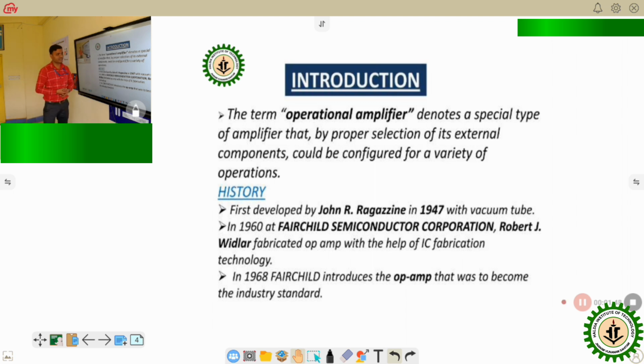A brief history: in 1947 the journey of op-amps started with the vacuum tube, first developed by John Ragazzini. Then in 1960 Fairchild Semiconductor Corporation and Robert Widlar fabricated the op-amp with the help of IC fabrication technology. As the technology developed, in 1968 Fairchild introduced the op-amp that was to become the industrial and commercialized standard.